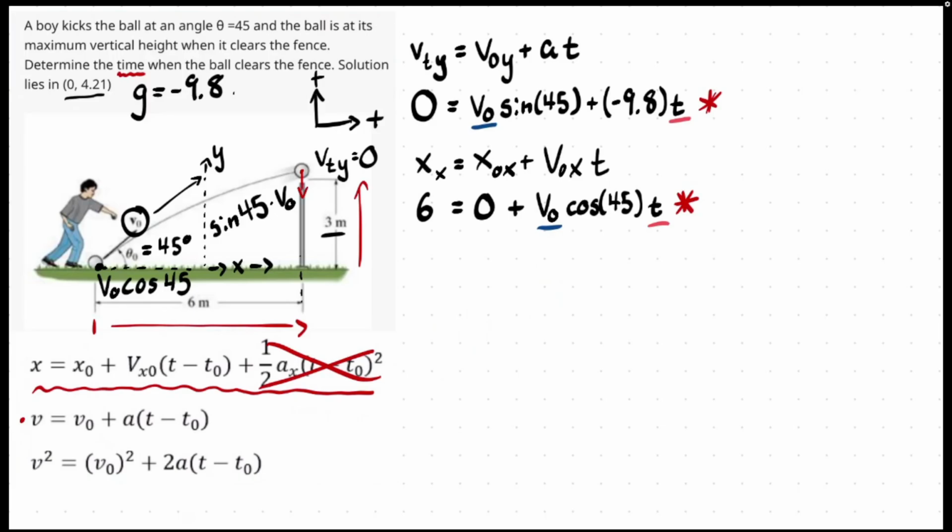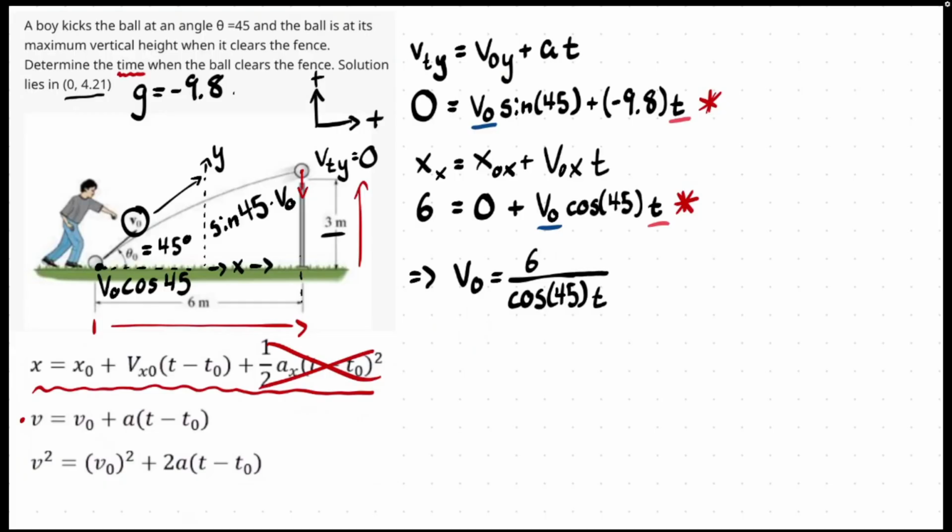So I'm going to rearrange one of these equations to solve for not time, but my other variable that I'm looking for. So let's say I'm going to rearrange this equation to solve for this one. How would I do that? I want to isolate this variable, so I'm going to move this entire term over to the other side. So this is going to become V naught equals 6 divided by the cosine of 45 times t. I'm going to extend this.